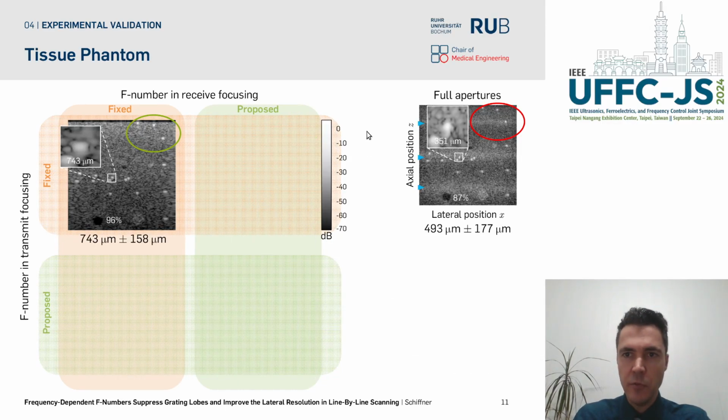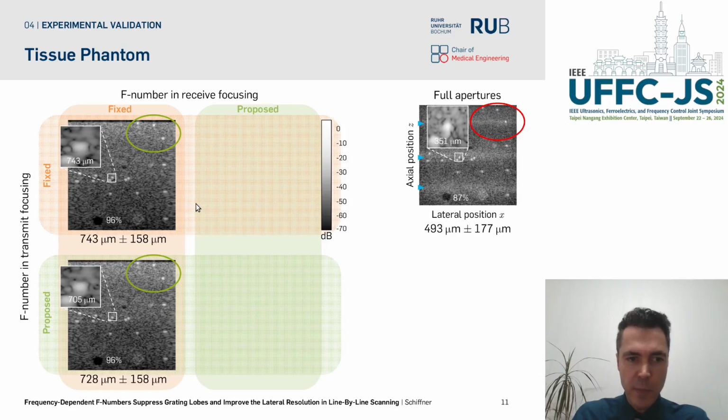For the tissue phantom, the usage of the full apertures again resulted in grating lobe artifacts and a non-uniform image quality. The median width of the wire targets amounted to 493 micrometers and the interquartile range was 177 micrometers. The fixed f-numbers eliminated the grating lobe artifacts and improved both image uniformity and contrast. The median width of the wires, however, increased to 743 micrometers.